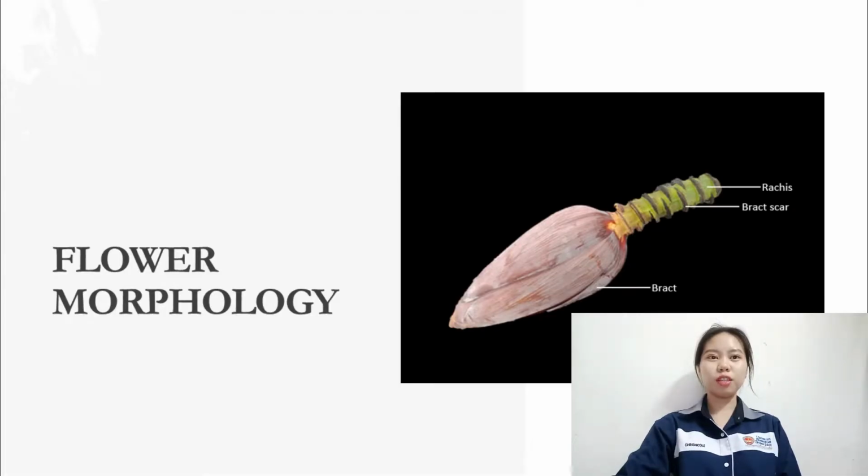The flower morphology of banana. As we can see here, this purple one is the brake. And when the brake is pulling from the banana heart, it will causes the brake scar. This is the rachis. Next is the banana heart.